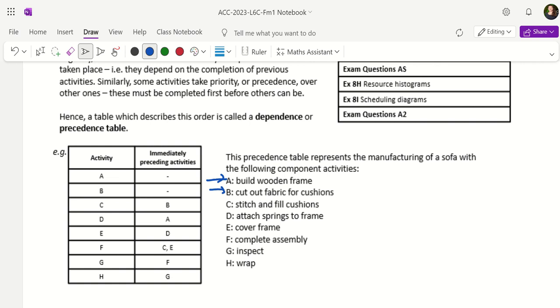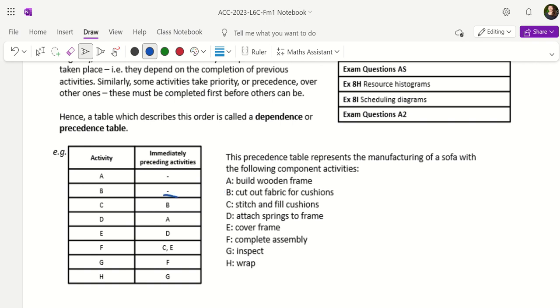In your table, if there's just a dash in the box, it means there are no activities that need to be completed before this one. So for building the wooden frame and for cutting out the fabric for cushions, they can start at any time. We don't need to complete anything before these are completed. So these activities are going to be at the start of the process at which we're looking.